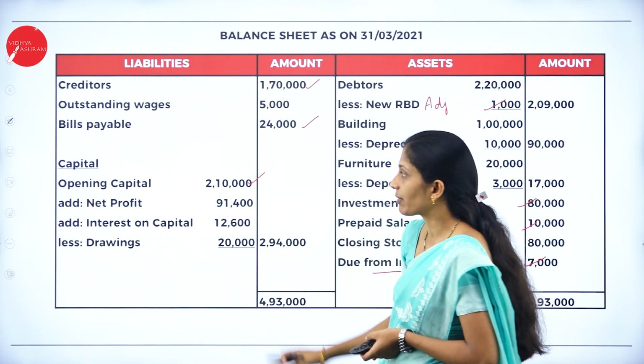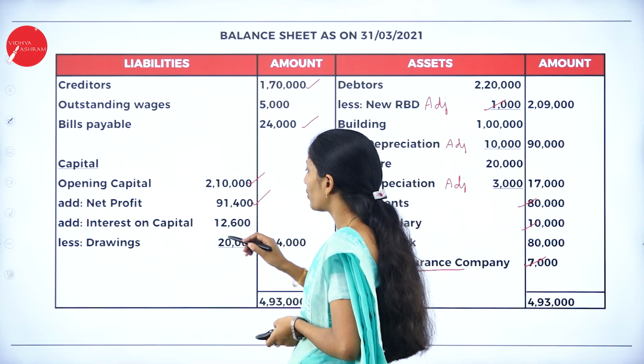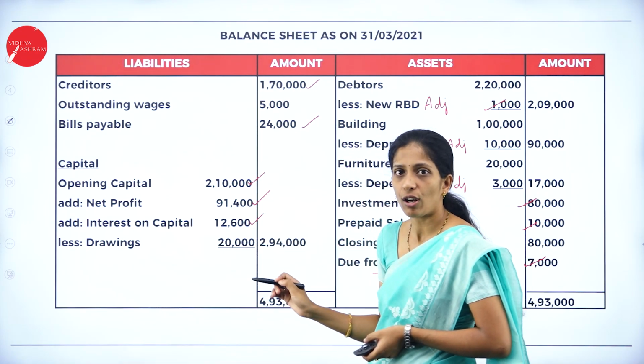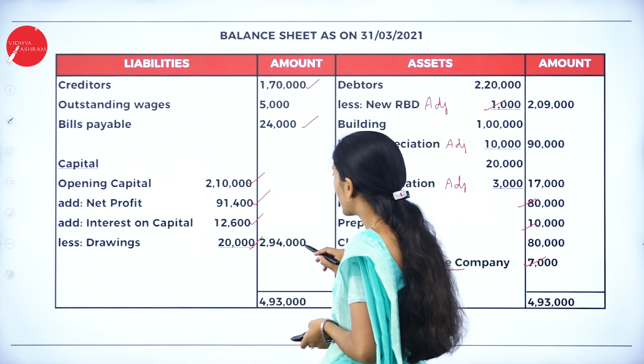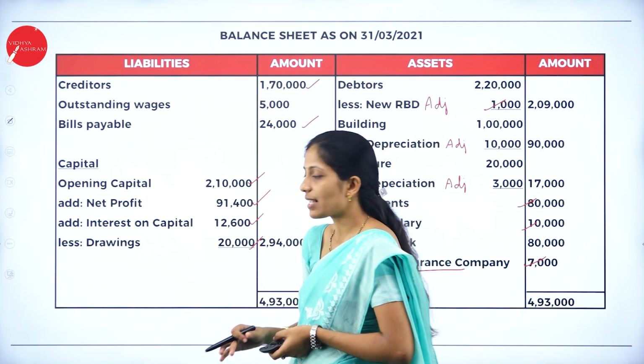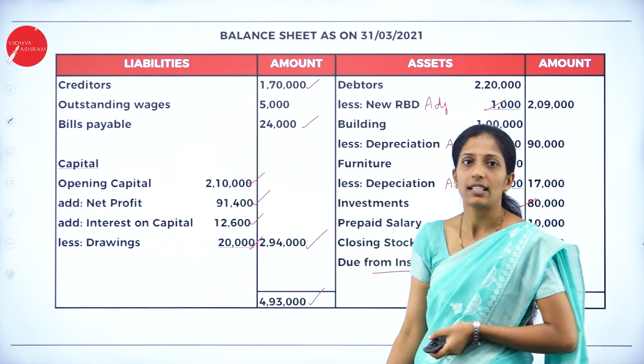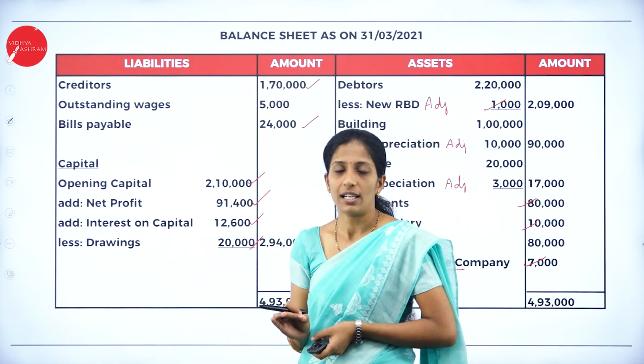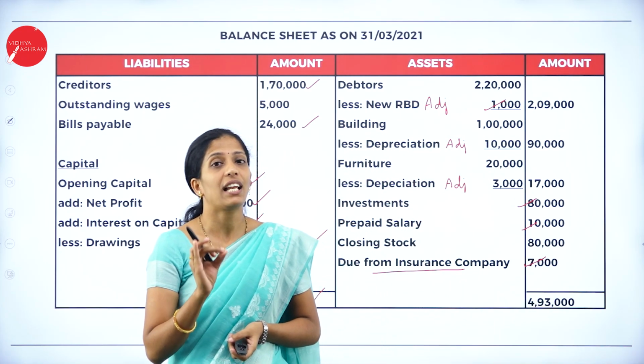In this problem, they have given opening capital and we have net profit, we have interest on capital, add all these, minus drawings, so I'll get 2,94,000. So add both assets and liability side, so I'll get 4,93,000 and the balance sheet should tally. This will be a final accounts problem.